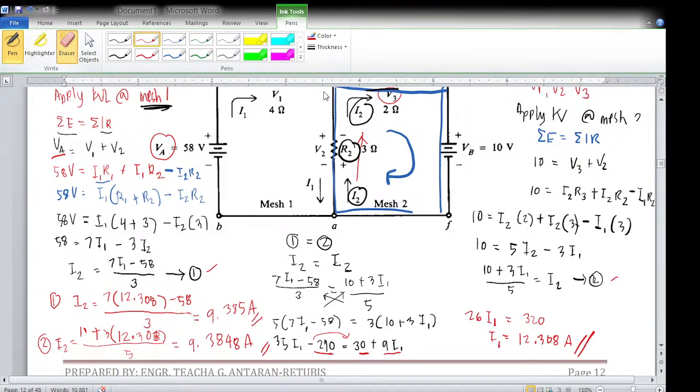Can I erase this? Can you screenshot this? I will erase it now. Tapos na? Yes, ma'am. Class, i-erase ko na. Tapos na, ma'am. Okay.